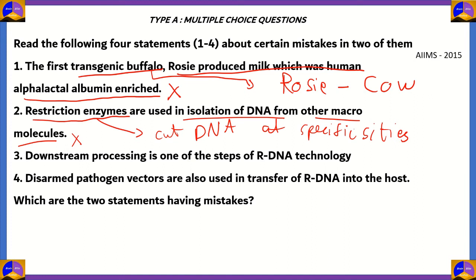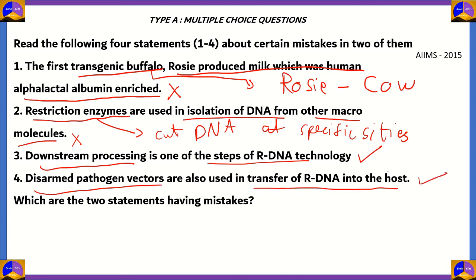So these produce overhangs which can be used to insert the DNA which is cut into another DNA to form recombinant DNA. So statement number 2 is also incorrect. Statement number 3, downstream processing is one of the steps of our DNA technology. That is correct. Statement number 4, disarmed pathogen vectors are used in transfer of our DNA into the host.